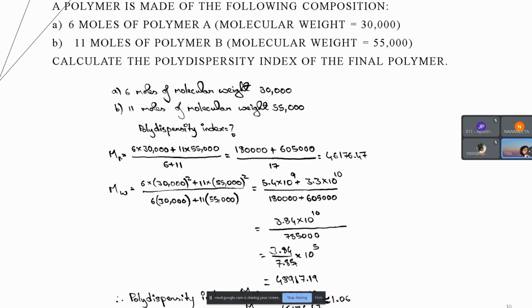Can anyone tell me what happens when the situation is flipped? So let's say the number average is 48,900 something, and the weight average is 46,176, and the polydispersity index is less than 1. What would happen in that case?